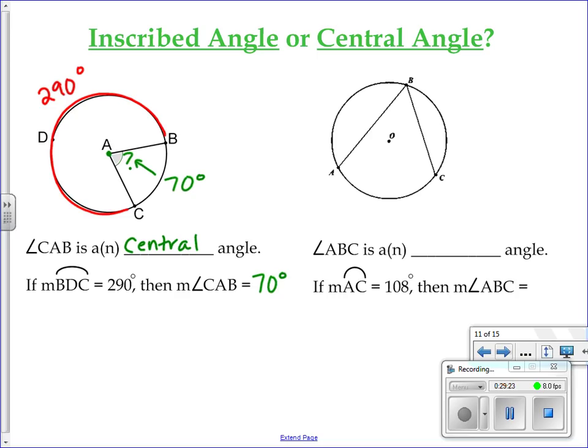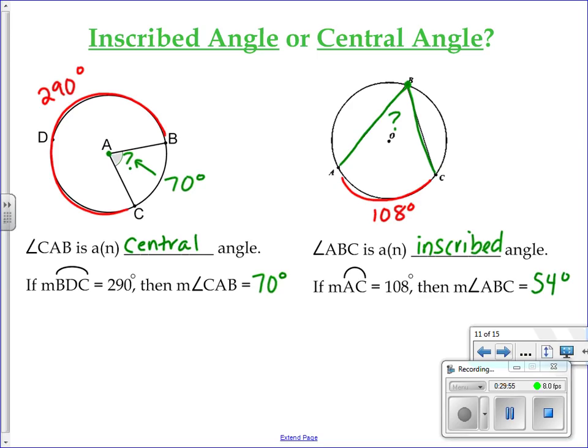If you take a look at this second picture, I have angle ABC. You'll notice that its vertex is on the circle, and its sides are made up of chords. So this is going to be an inscribed angle. And if we're given that the measure of arc AC is 108, if I want to find that angle, what do we do? We're going to take half of it. So 108 divided by 2 is 54 degrees.